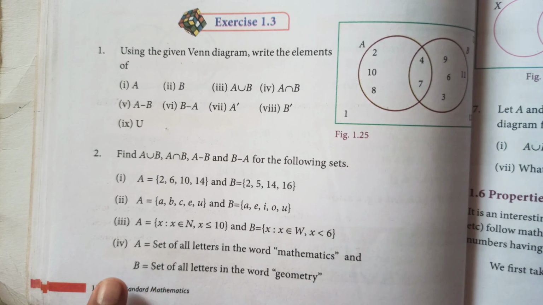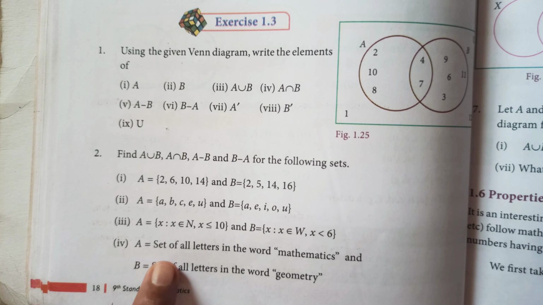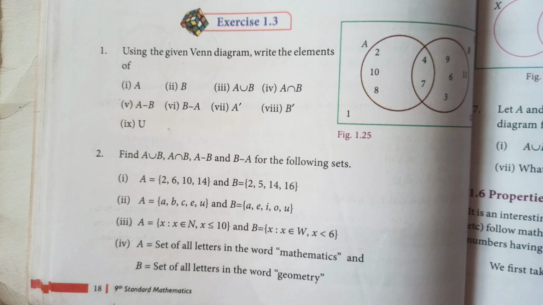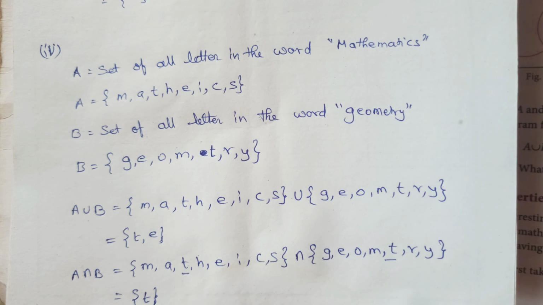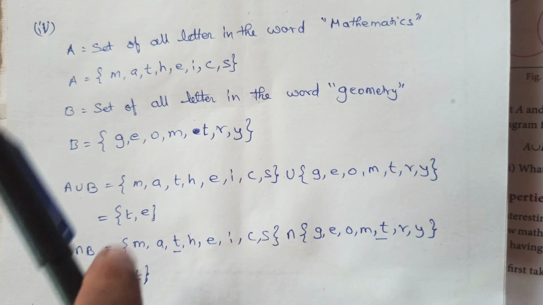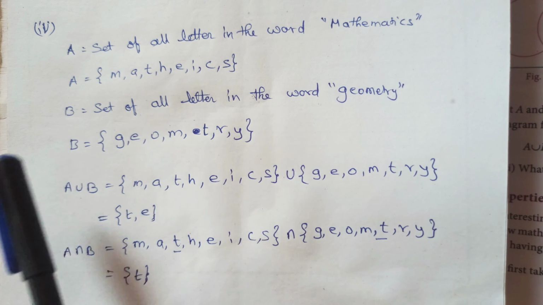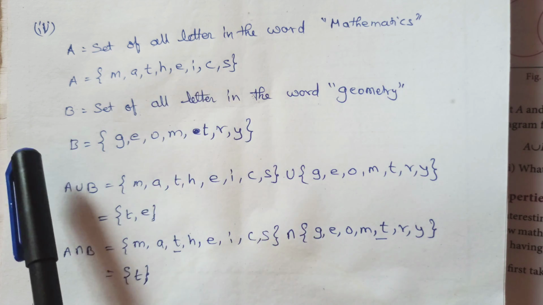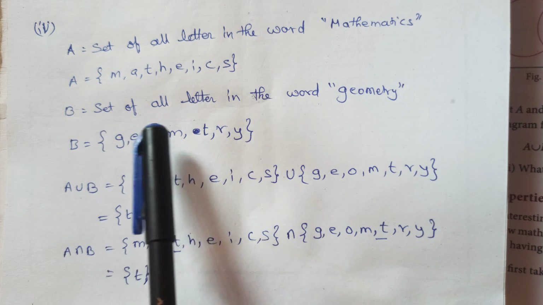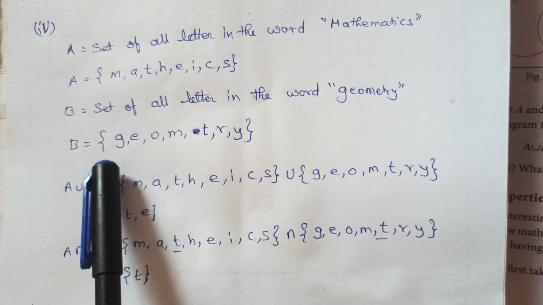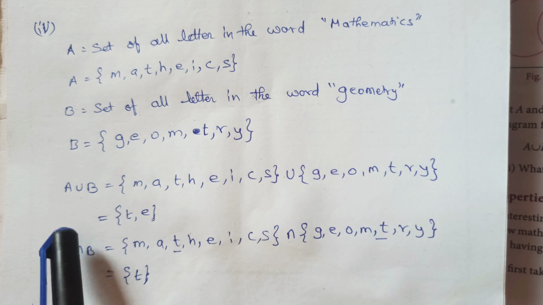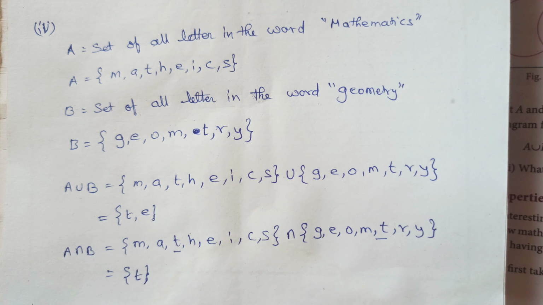Now coming back to question number 4. A, set of all the letters in the word mathematics, and B, set of all letters in the word geometry. So the answer starts as set of all the letters in the word mathematics. As you can see, M, A, T, H, E, I, C, S. These are the letters. In set B, set of all the letters in the word geometry, the letters are G, E, O, M, T, R, Y.